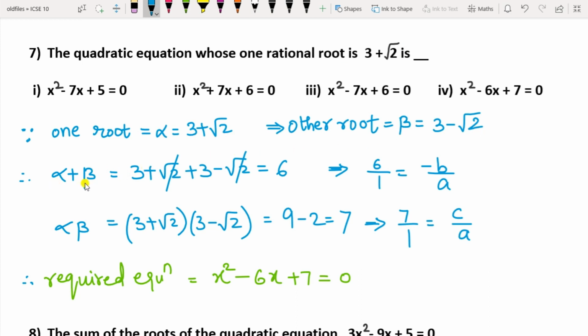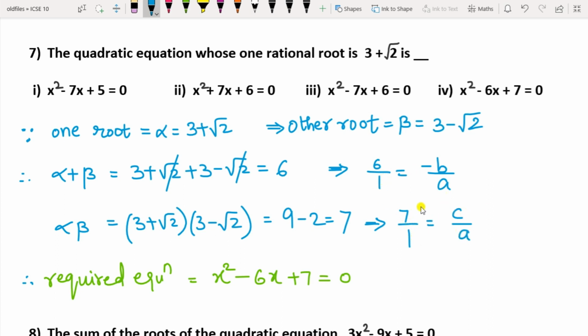Now we can take the sum of the roots, alpha plus beta, it will be 6. 6 means it is 6 upon 1, but as we know alpha plus beta, the formula is minus b by a. So minus b by a value is 6 by 1. Then take the product of the roots alpha into beta. If you solve this, you get the value as 7. 7 means 7 by 1. But alpha into beta, the formula is c by a. So 7 by 1 equal to c by a.